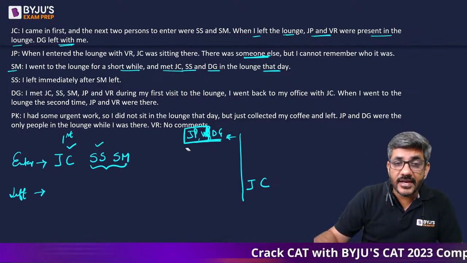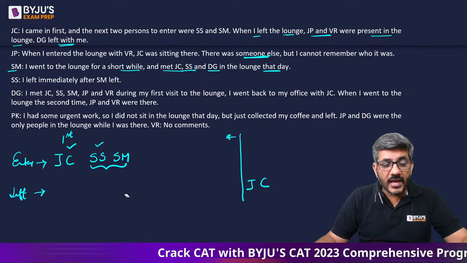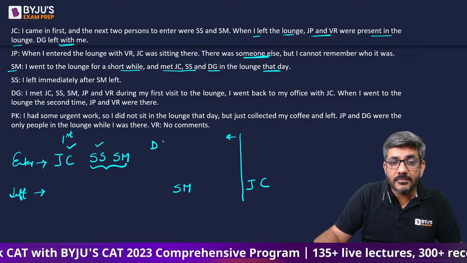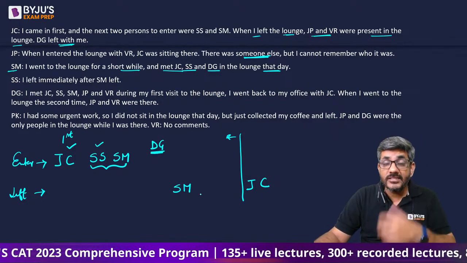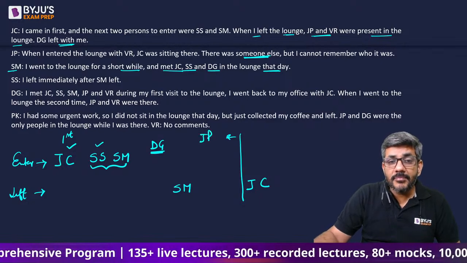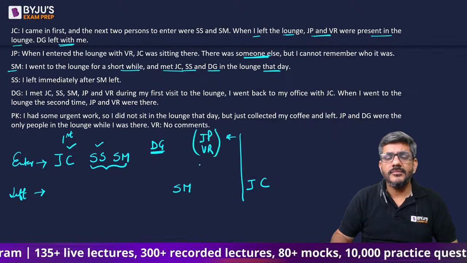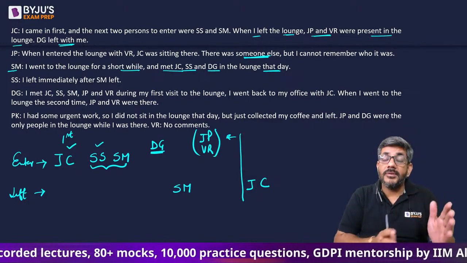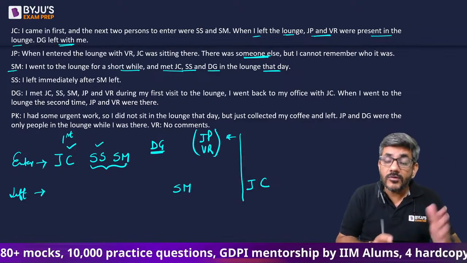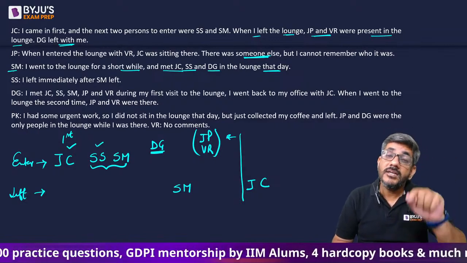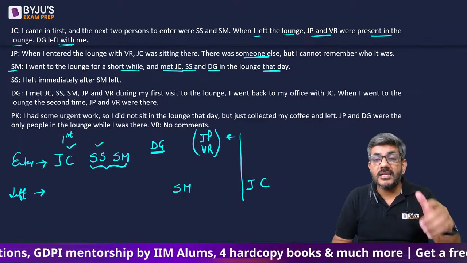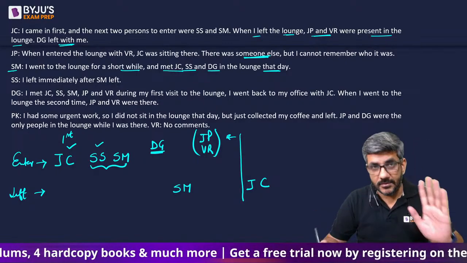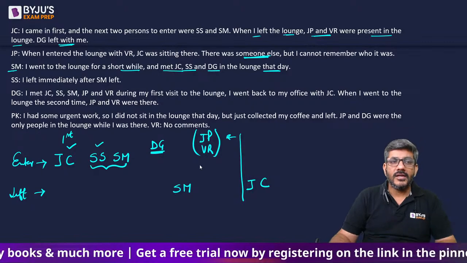So can I say straight away that when SM left, before that DG must have come, because he met DG, and after SM left, JP and VR would have come together. भाई, जेपी और वीआर में से कोई भी अगर उससे पहले आया होता, if JP and VR would have come before SM, of course SM would have met them. But SM met DG, right? If SM met DG, that means DG came before SM left, JP and VR came after SM left. ये भी पक्का हो गया। What next?